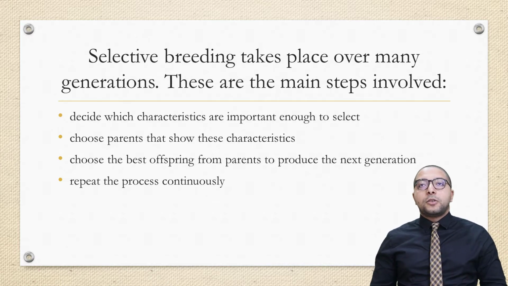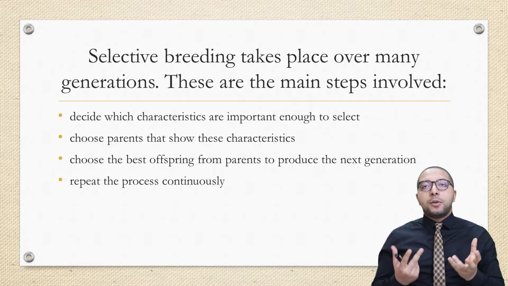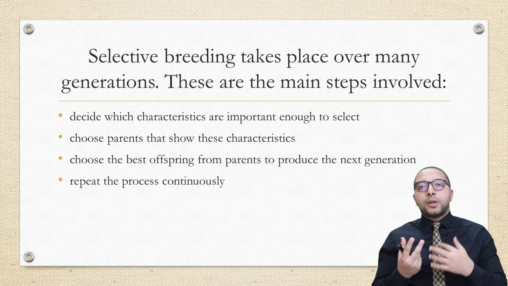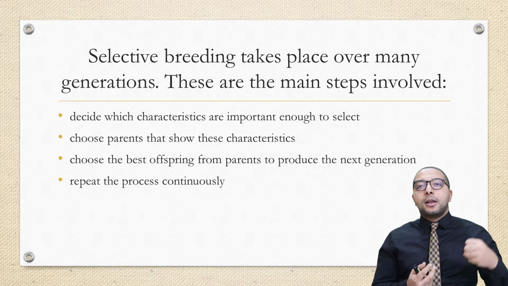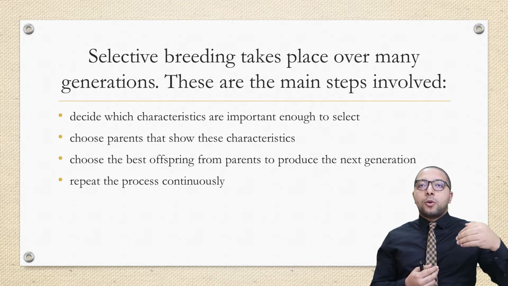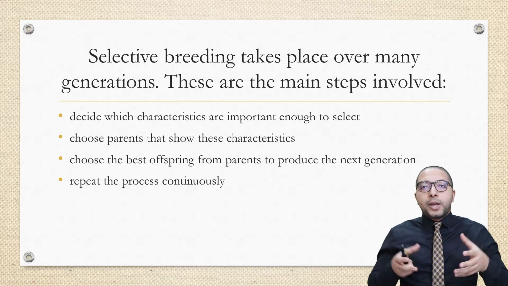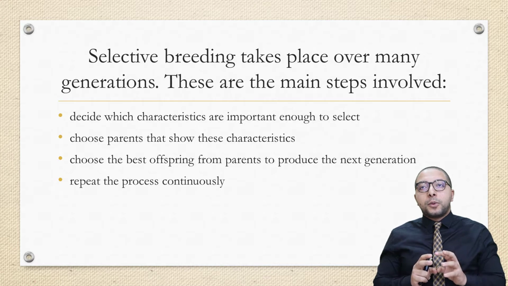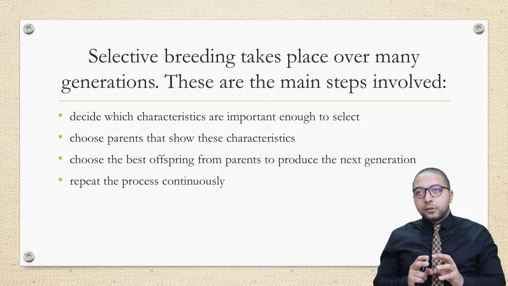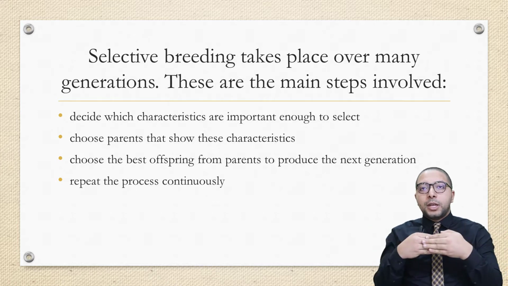The second point is to choose the parents that show these characteristics. We are going to look for the parents, like male and female cows. The female cow that has produced lots of milk, and a male cow that has a mom or a female in the family that produces more milk. We get these two parents, and then we're going to choose the best offspring from these parents to produce the next generation. We'll make these parents breed together.